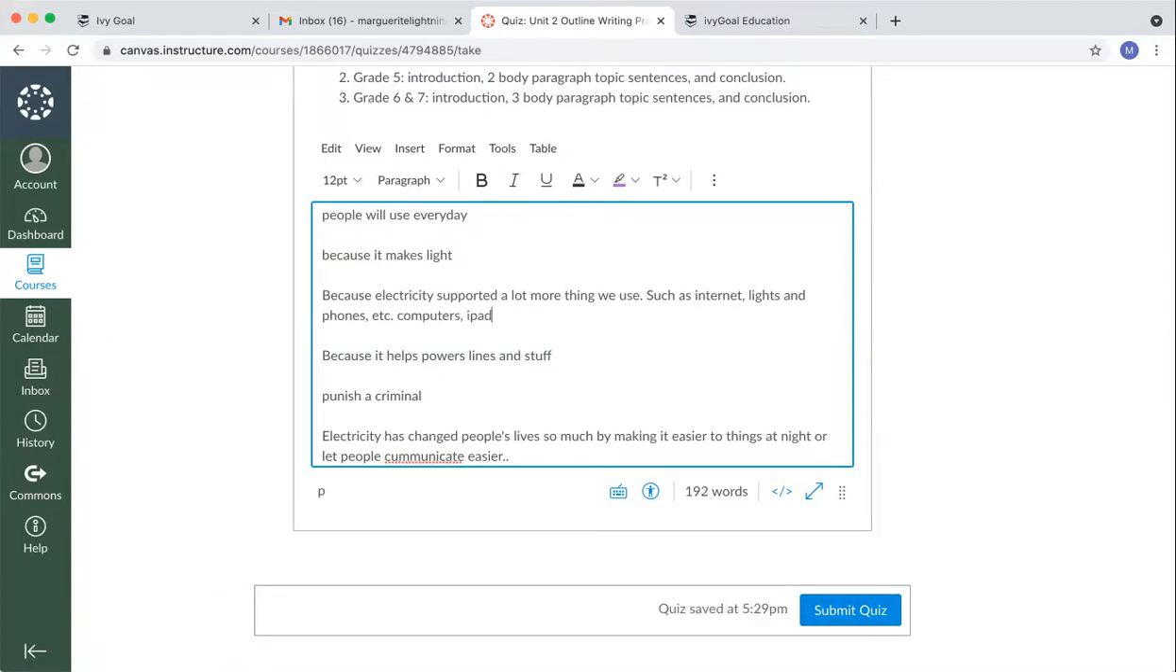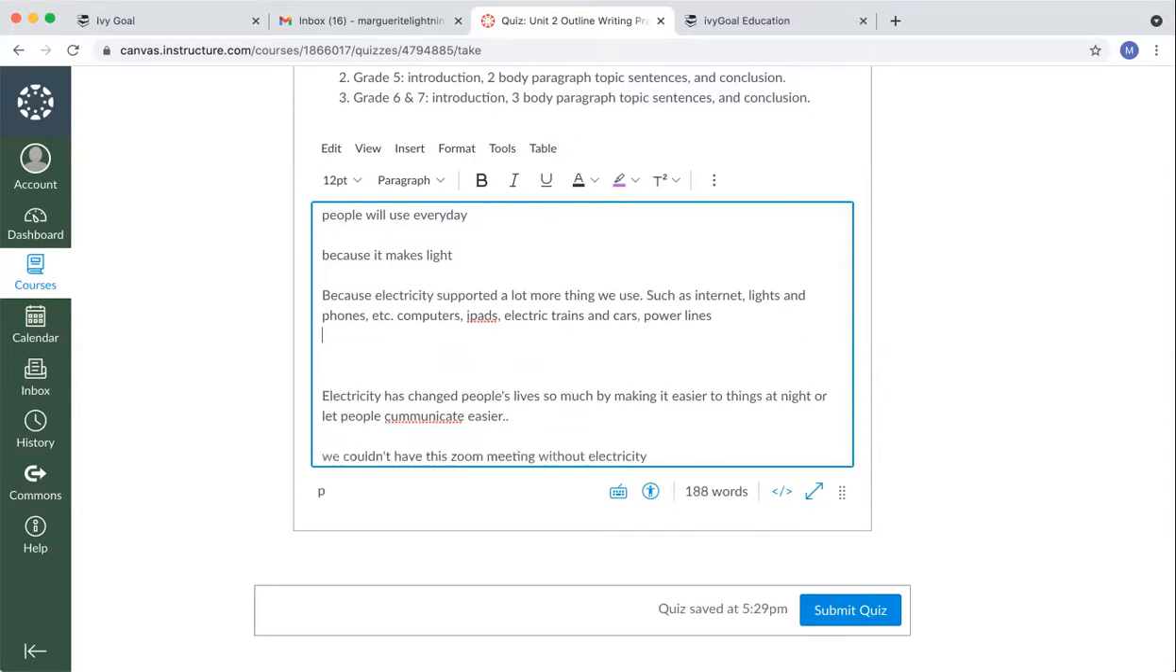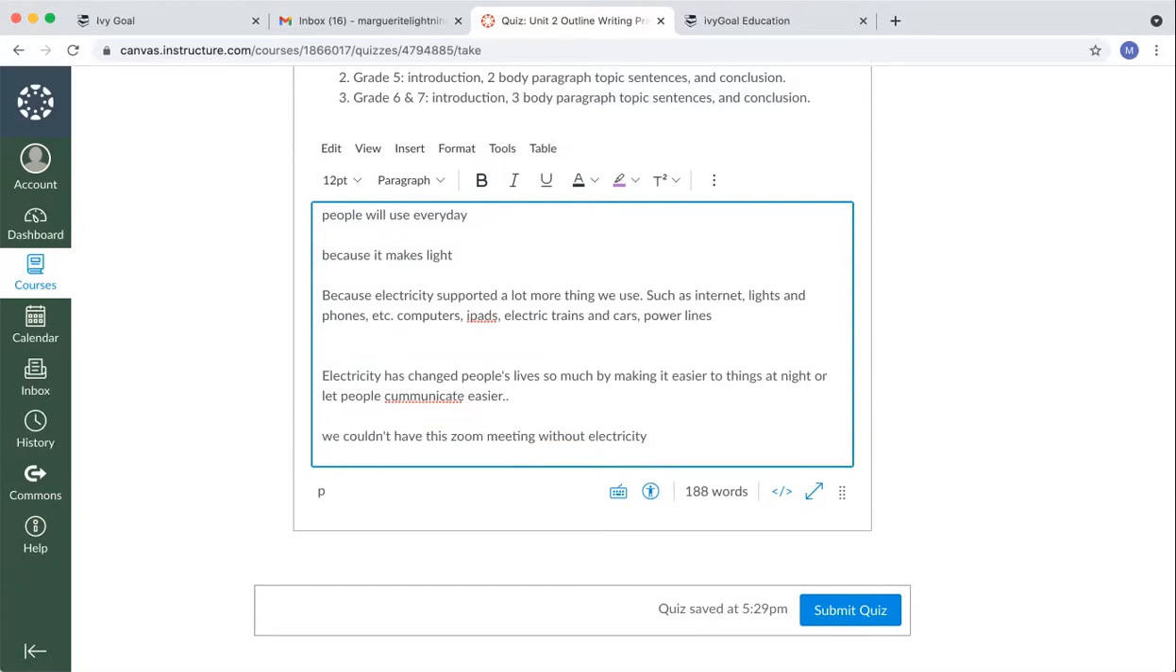Also, girls and boys, there's cars now, right? There's electric cars. And there's also things like trains, electric trains and cars, right? Power lines. I don't want to talk about punishing people in this. Electricity has changed people's lives because it makes it easier.